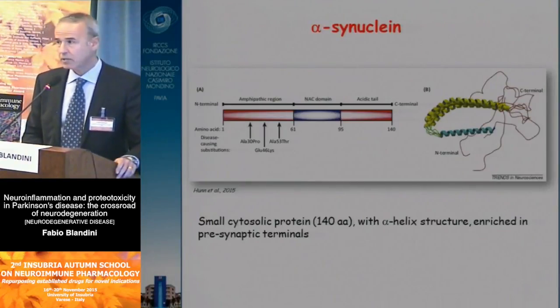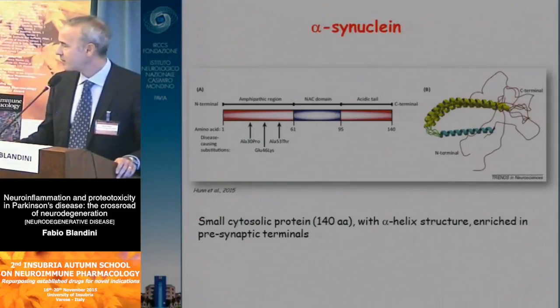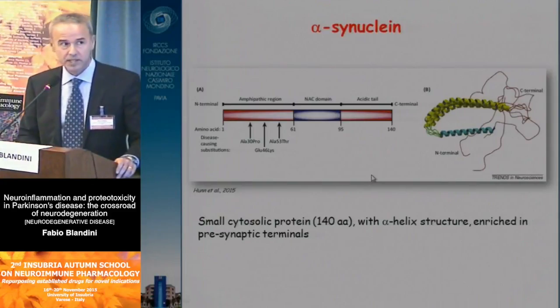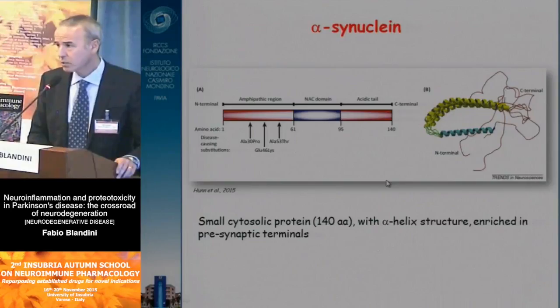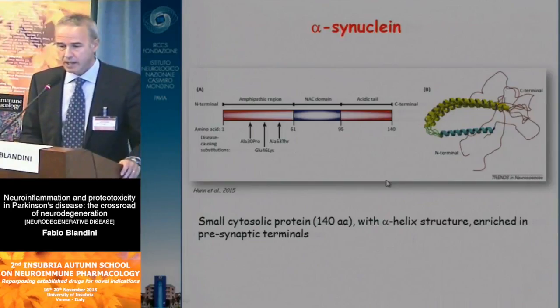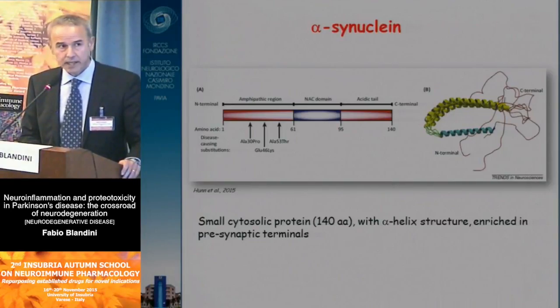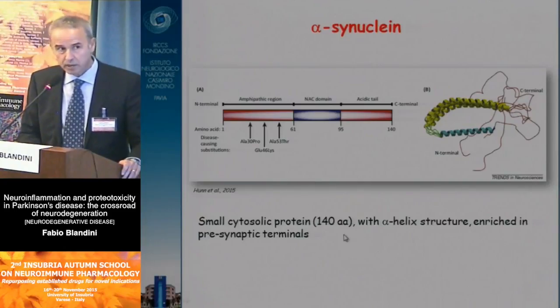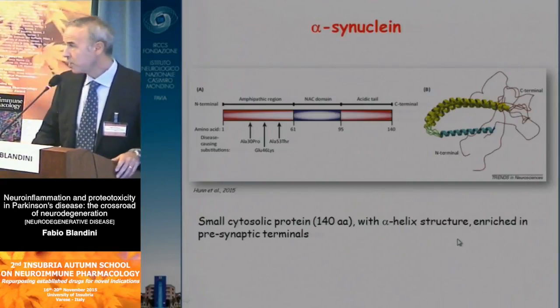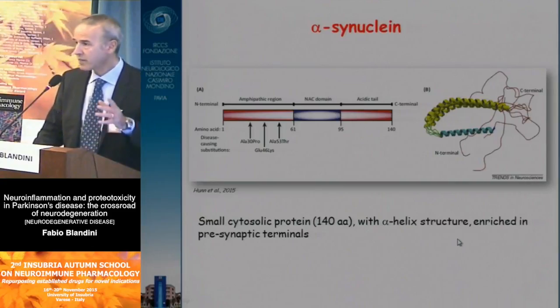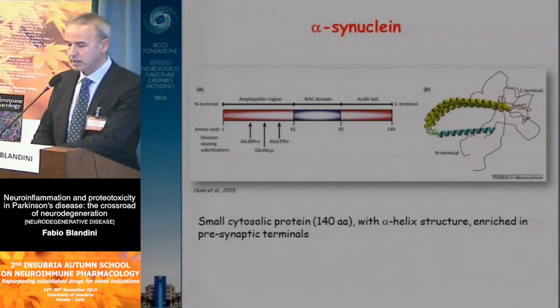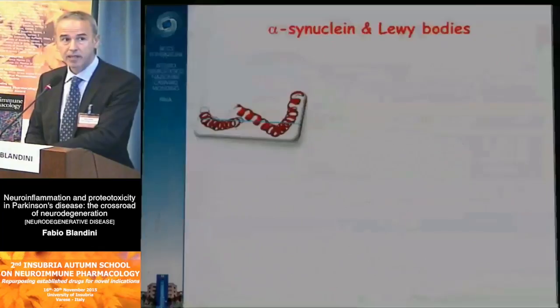Alpha-synuclein, like I was saying, is the main protagonist of Parkinson's disease. It's a small cytosolic protein. There are two other forms, beta and gamma, but this one is the most important, the most represented in the brain: 140 amino acids, an alpha helix structure, particularly enriched in presynaptic terminals, and we will see why this is so important, particularly for Parkinson's disease.